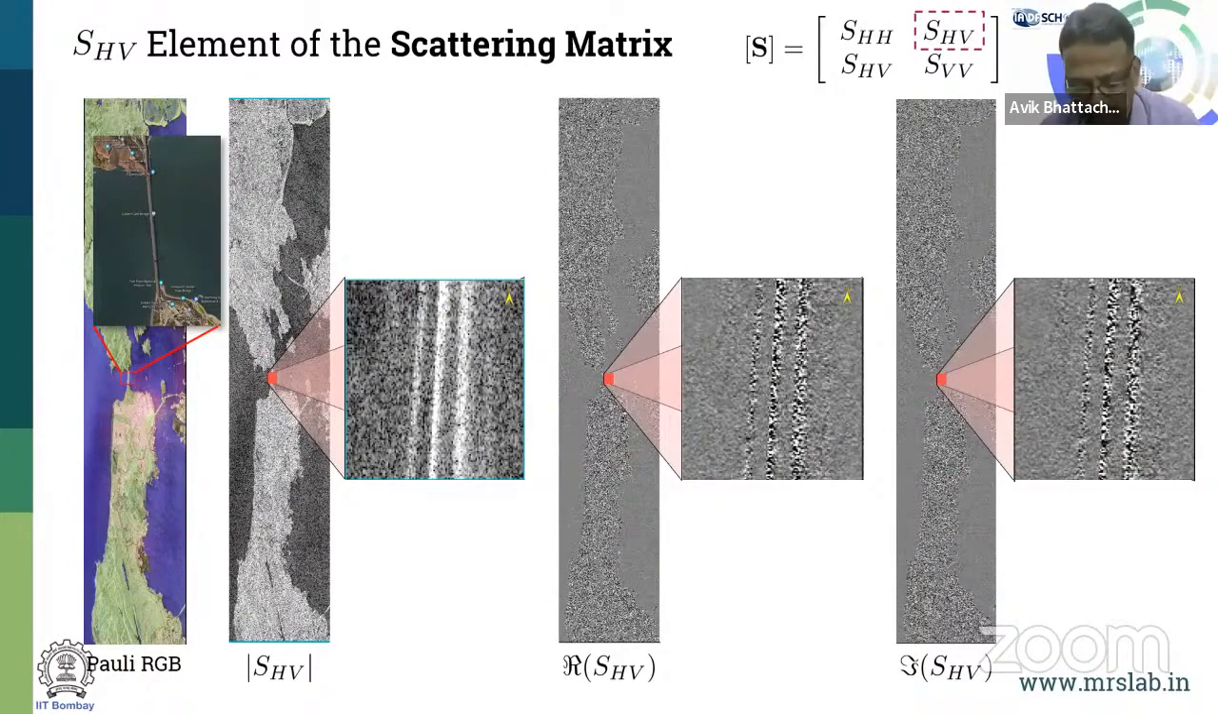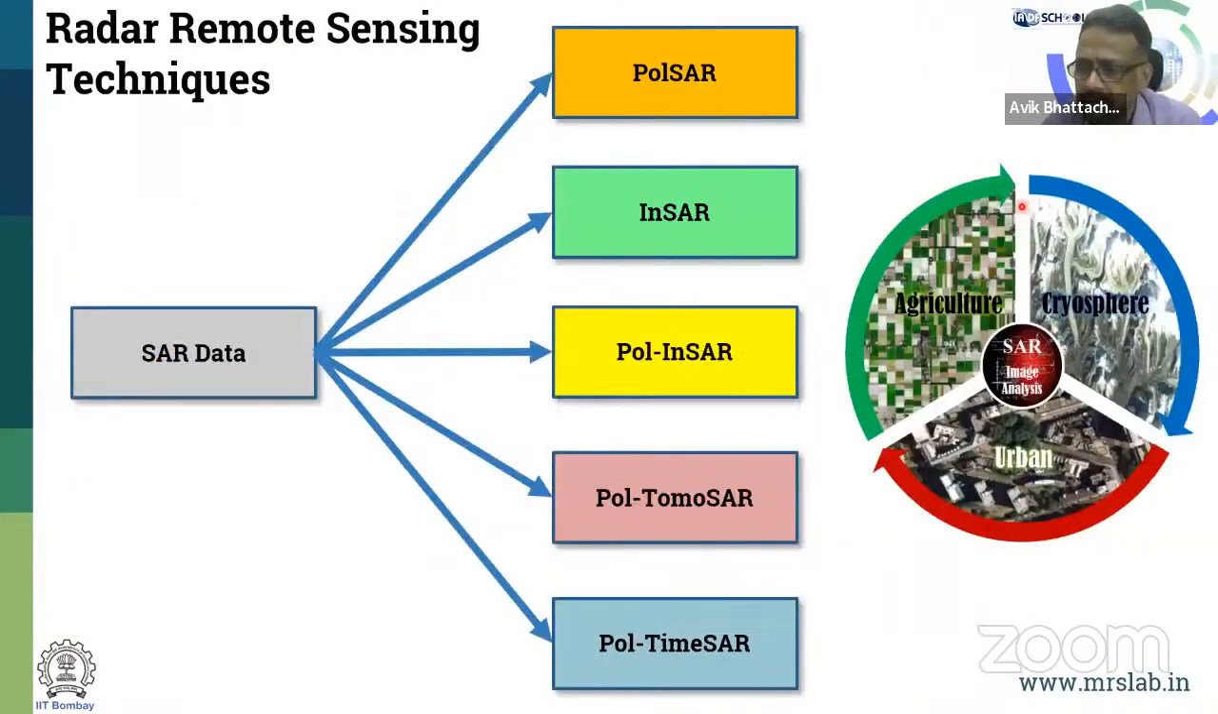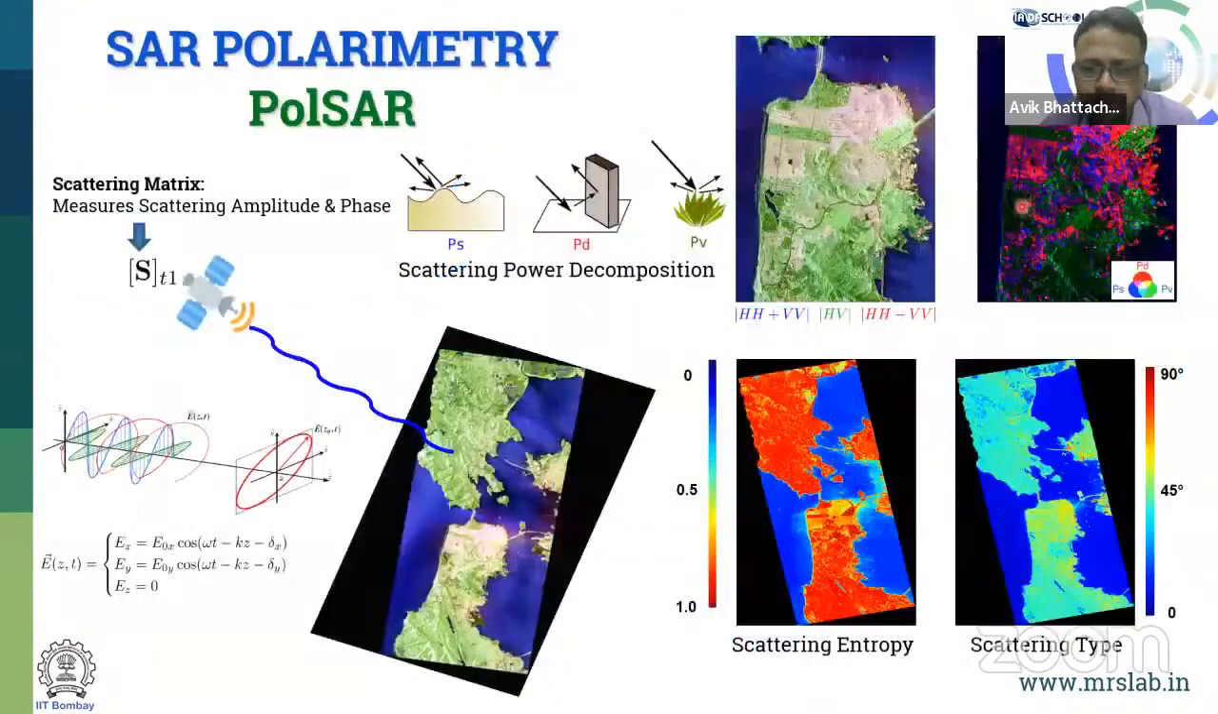Before going into the details of the theory, let's see that there are many techniques. The technology has evolved through the years. There are many techniques where you can use SAR data to do PolSAR, InSAR, PolInSAR, PolTomoSAR, and PolTypeSAR, and all of them have been evolving in this golden age of SAR. If you do PolSAR, we are trying to characterize with one measurement, this matrix, different kinds of scattering mechanisms and so on.